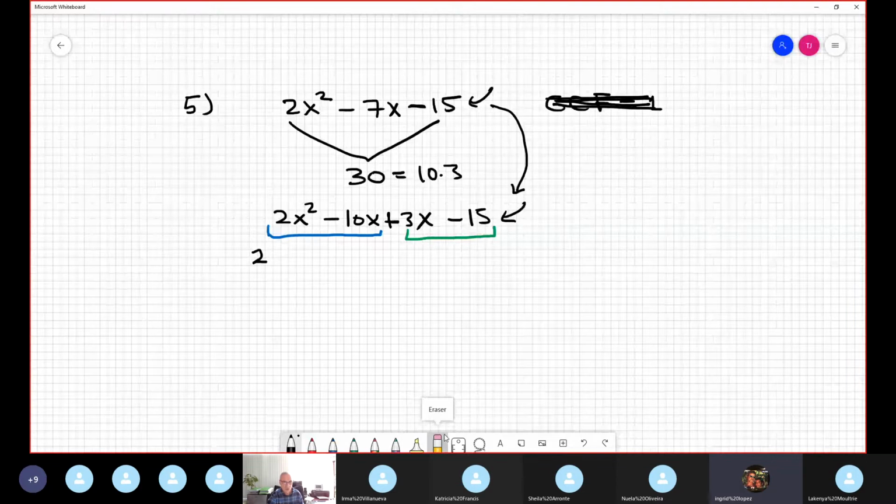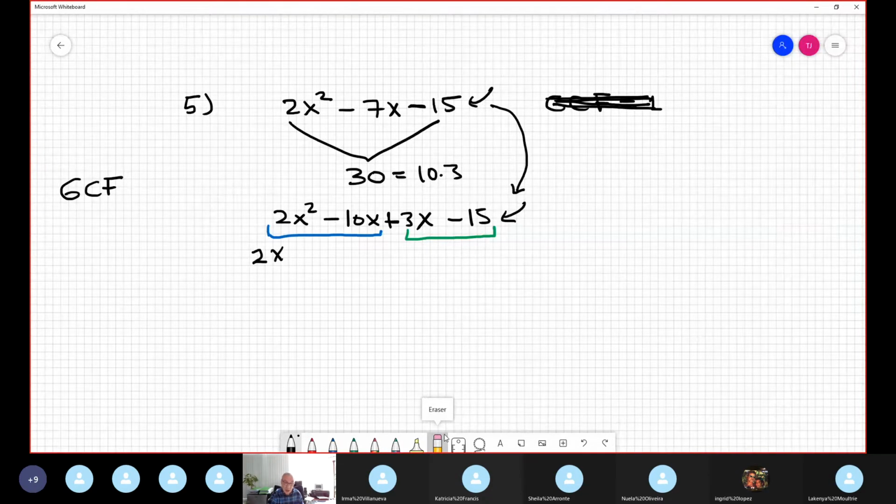Yes or no? Yeah, 2x squared. When you find the GCF, you need to consider the numerical part, which is 2, and the variable part, x squared over x, which is x. So 2x is my GCF. I factor out, and I have x minus 5. Correct?